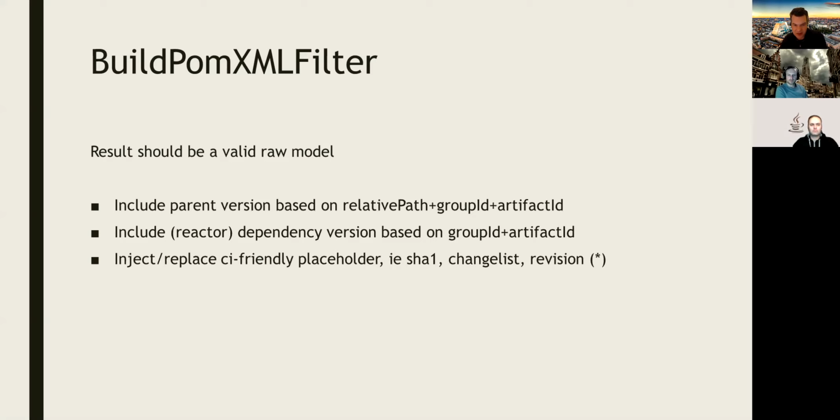And we also have CI-friendly placeholders. That's something that was introduced, I think, in 3.5. It makes it possible to specify the version via the command line. So you can tell Jenkins, okay, I want to add the build number, just to make it unique. These are called CI-friendly placeholders. There are only three that can be used: the SHA-1, the change list, and the revision.